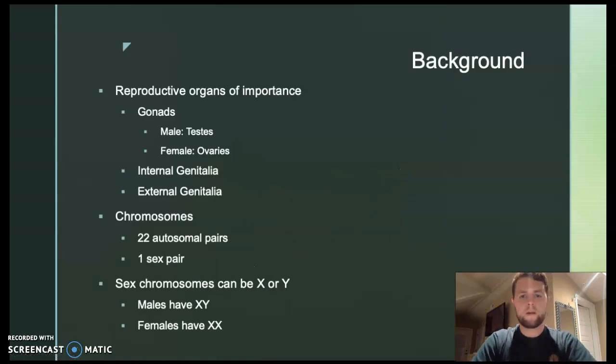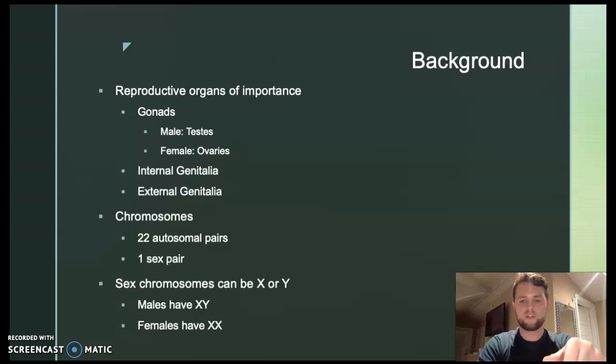All right, so the first slide will dive a little bit into the background regarding the topic I've chosen. First off, I wanted to bring up the major parts of the reproductive system that we'll be covering. The first of these parts would be the gonads, which are the organs that produce gametes. In males, the gonads are the testes, which produce sperm, and in females, the gonads are the ovaries, which produce eggs. Before the gonads have differentiated, the cells that comprise them are called germ cells.